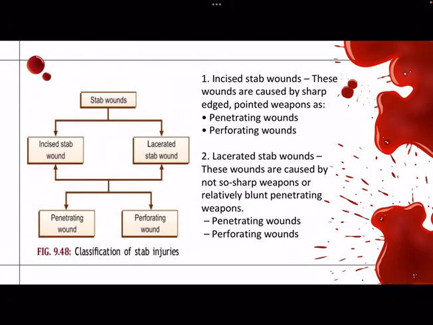Let's study the classification of stab wounds. Stab wounds are classified into incised stab wounds and lacerated stab wounds, depending upon the type of weapon used. Incised stab wounds are caused by sharp pointed weapons, and lacerated stab wounds are caused by not so sharp weapons or relatively blunt penetrating weapons. Further, incised and lacerated stab wounds are classified into penetrating wounds and perforating wounds.